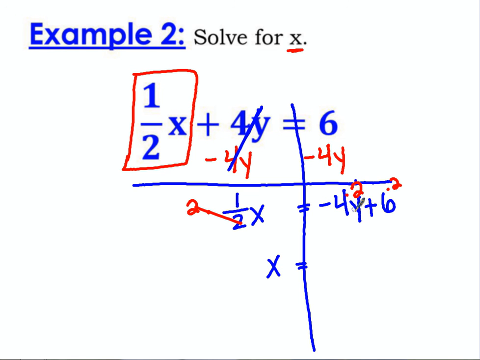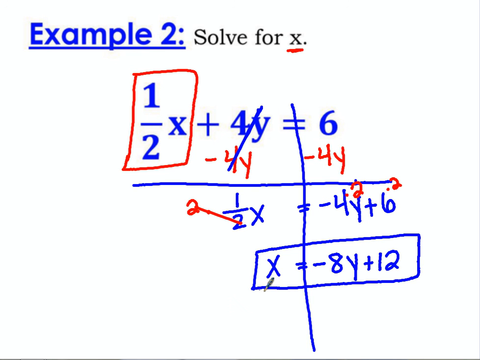And then over here I have -4y times 2, which is a -8y, and 6 times 2, which is positive 12. So here I am finished. This is the last part where I am solving for x. So x is by itself. Again, I'm not getting a number answer. I'm just rewriting the equation.